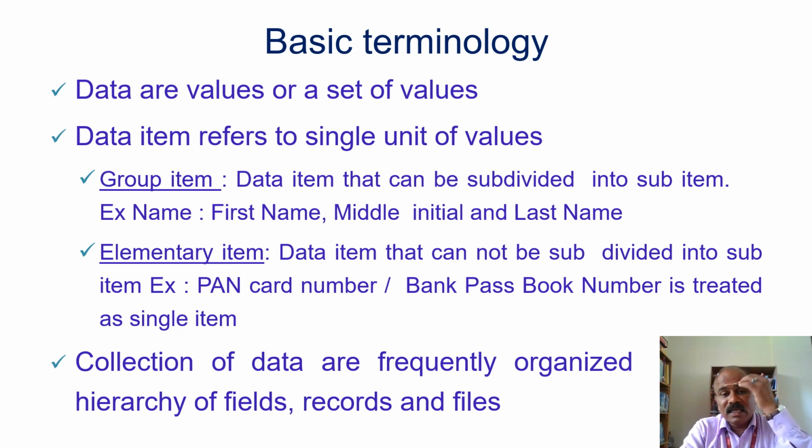So what are they individually called? They are individually called fields. So name is a field, date of birth is a field, father name is a field, then the mother name is a field, then address or location is a field. So a collection of data items, how do they come under a group item? Here a collection of fields comes under records.